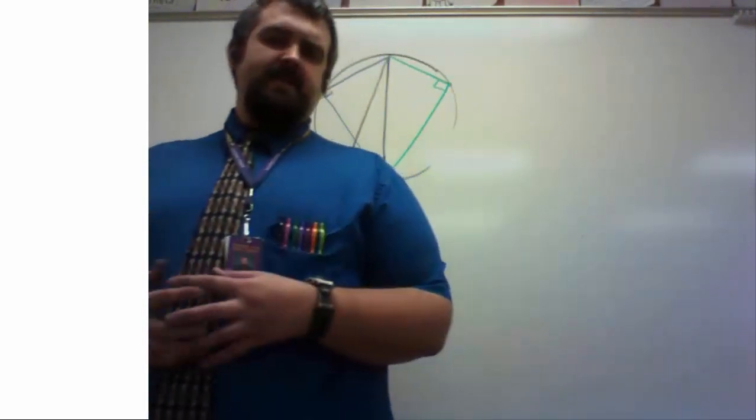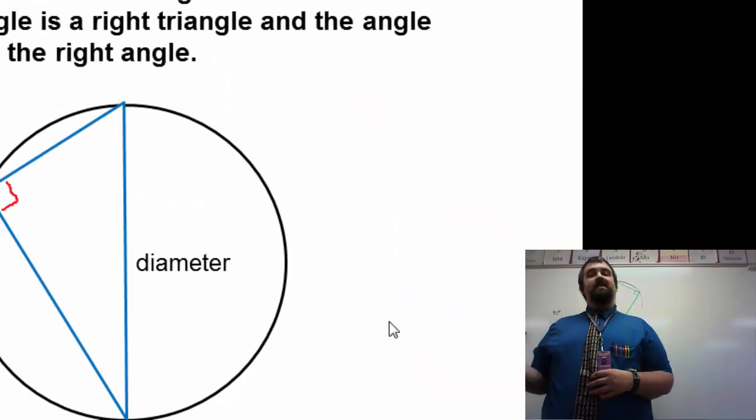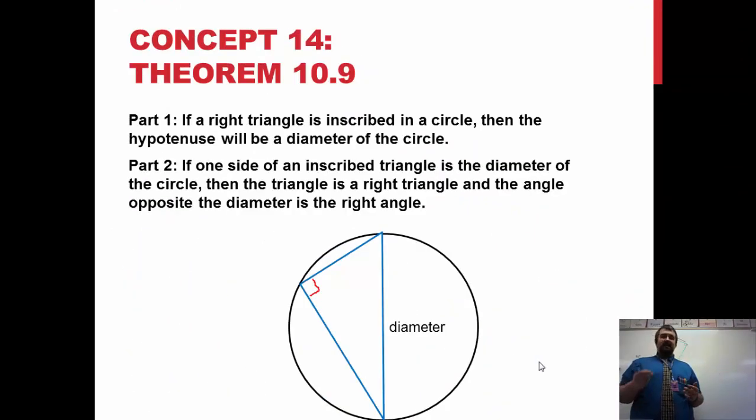The other part of this is if I know that one side of an inscribed triangle is the diameter, I automatically know that I have a right triangle. This is actually one way that they sometimes made right triangles in the past: they would make a line, draw a circle containing that line, choose a point on the circle and very carefully draw it to both edges, and they would have a right triangle.